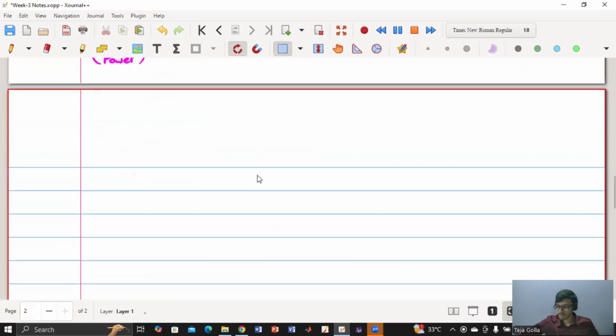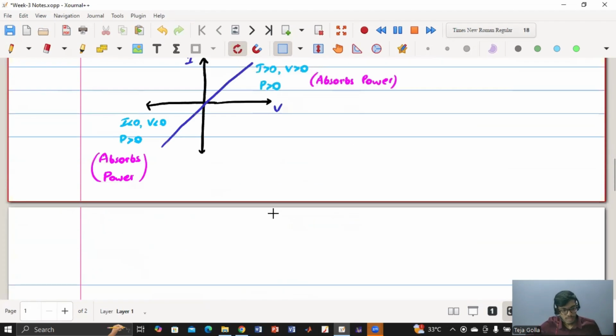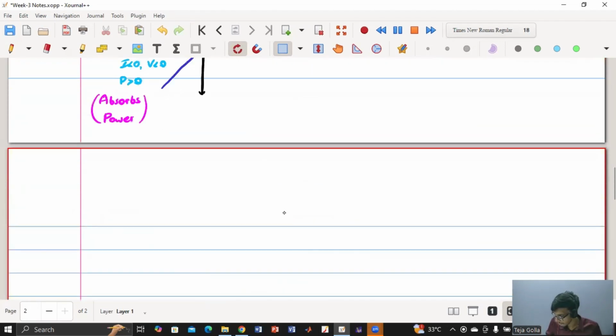So power and energy in resistor is done. Now power and energy in a capacitor. I'll do it quickly.